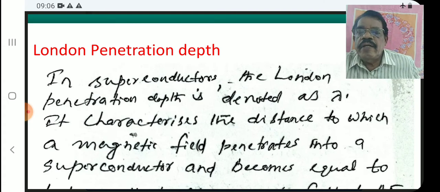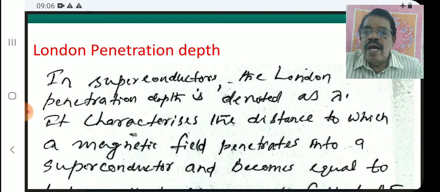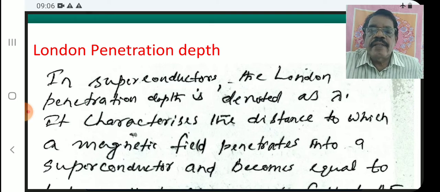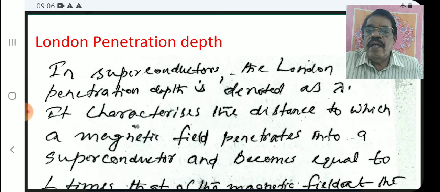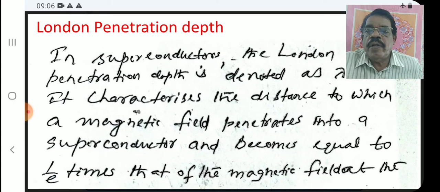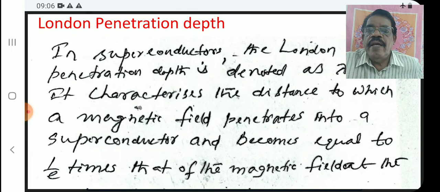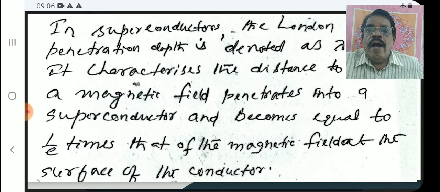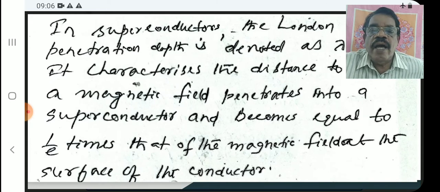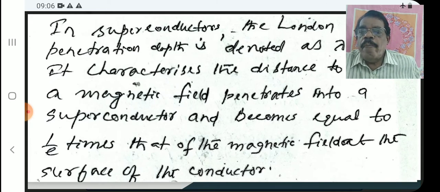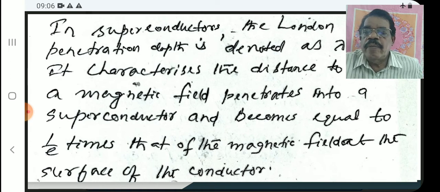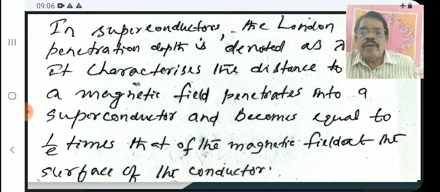It characterizes the distance to which a magnetic field penetrates into the superconductor and becomes equal to 1 by e times that of the magnetic field at the surface of the superconductor, where e is the base of natural logarithm.